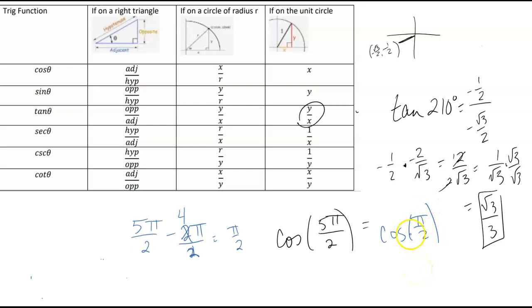And since that's on the unit circle, the cosine is just the x value at pi over 2. I can visualize pi over 2 as the top of the circle. I know the point that's there, that's the point 0, 1. So the x value is 0, and I'll have my answer.